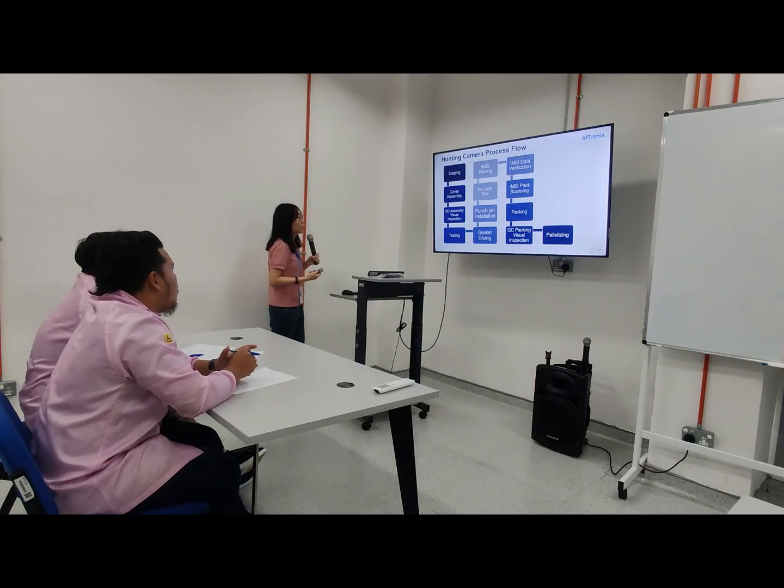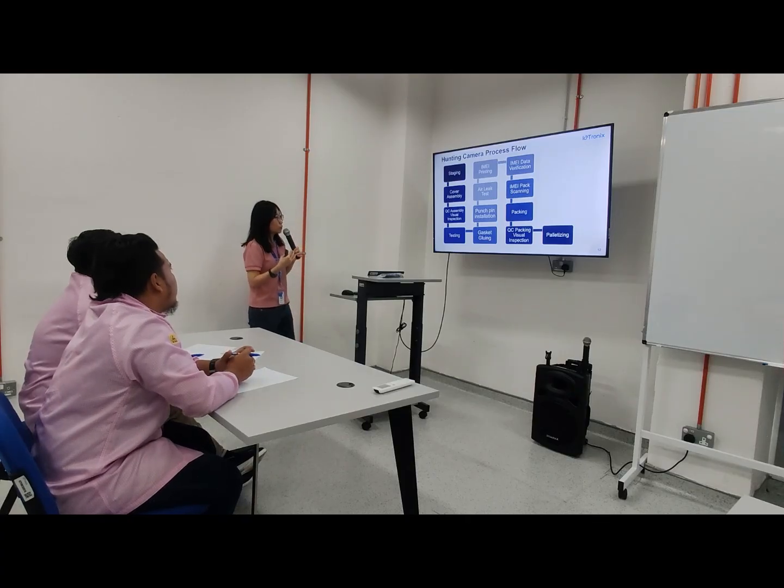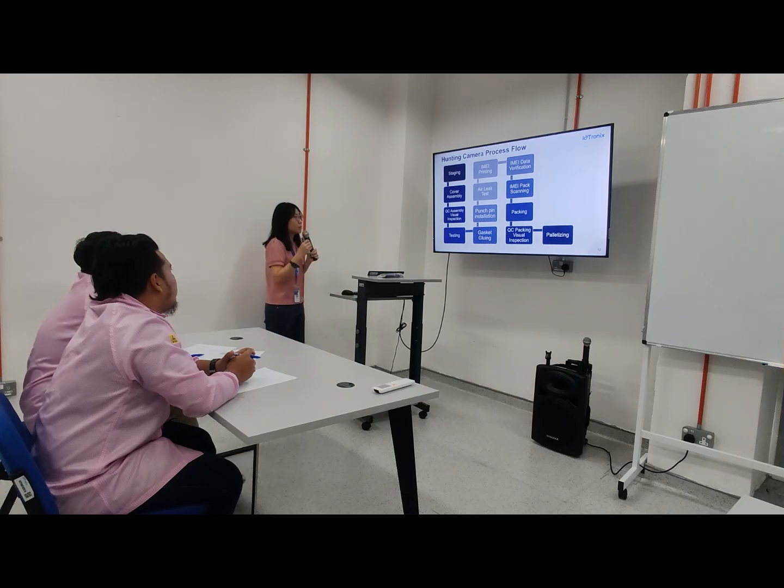Okay, next we'll go for process flow. This is the process flow for these hunting cameras. First is tagging. Tagging will print out all the labels, and then we stick them on the PCBA and also the casing. Next we'll go for cover assembly.